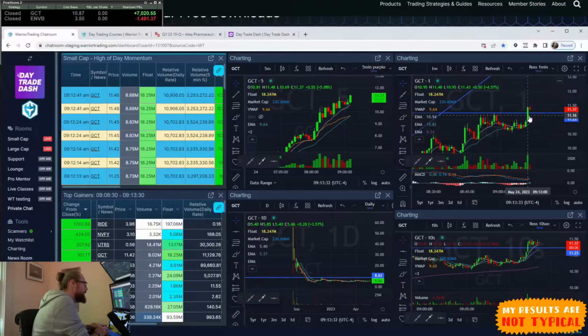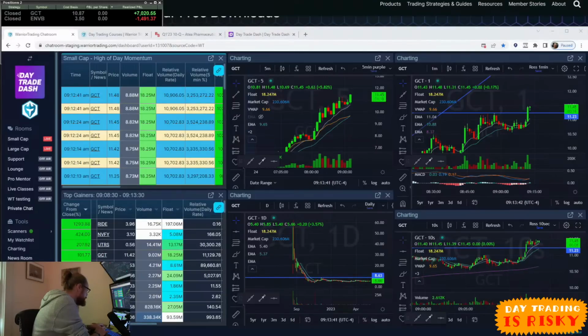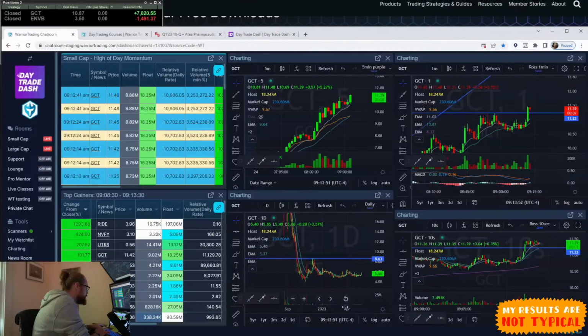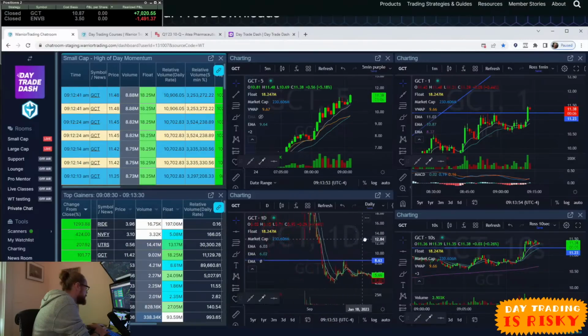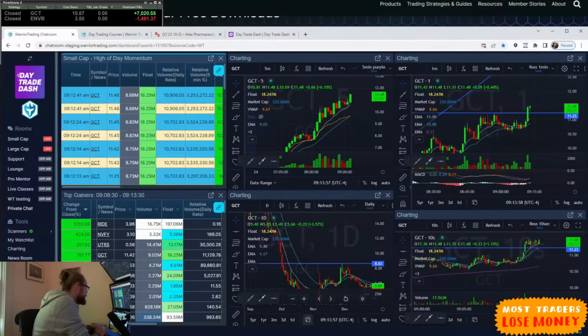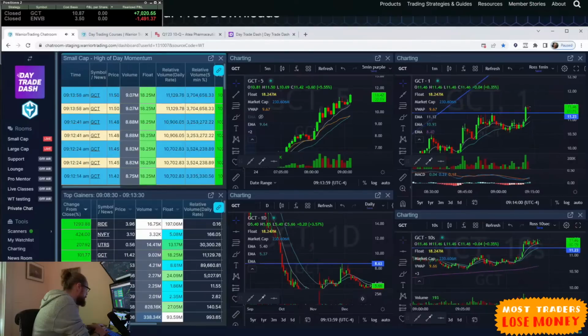All right, so high right now is 11.48. So I think we have room on the daily chart up towards 12. Some sellers stacked at the 50 cents.